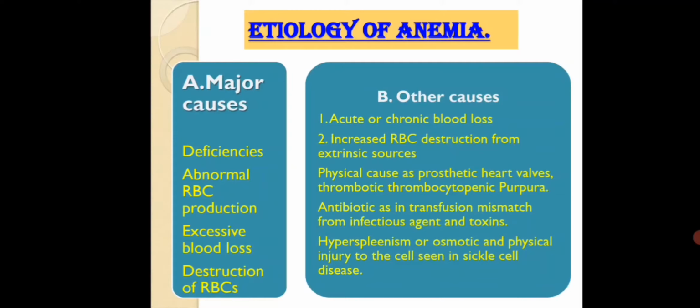Next, under the extrinsic factors, hypersplenism. Hypersplenism may be a congenital disorder, or maybe because of infection, or maybe a metabolic disorder. There is increase or hyperactivity of the spleen. So what happens? There is early rupture of the RBC, and the time comes that the spleen stops functioning, so dysfunction of the spleen. Or osmotic and physical injury to the cell, like it is mainly sickle cell anemia, we can say.